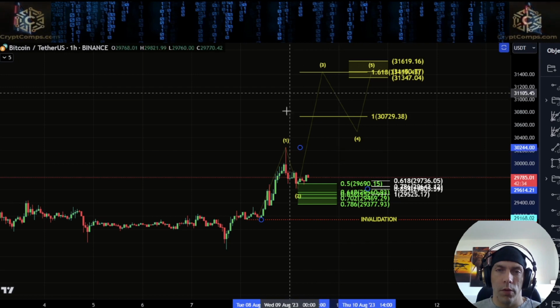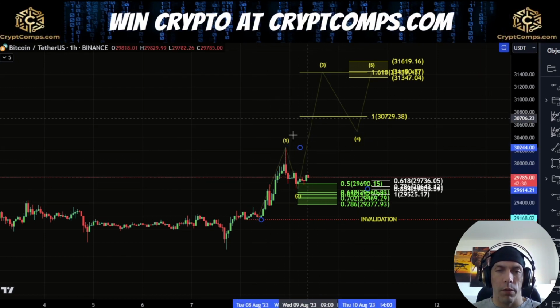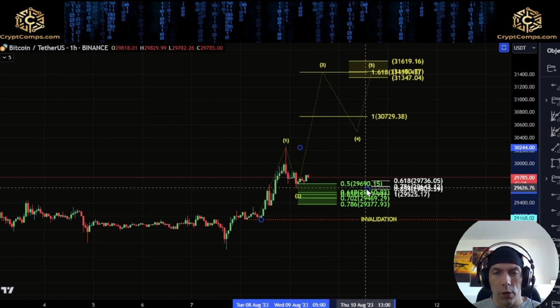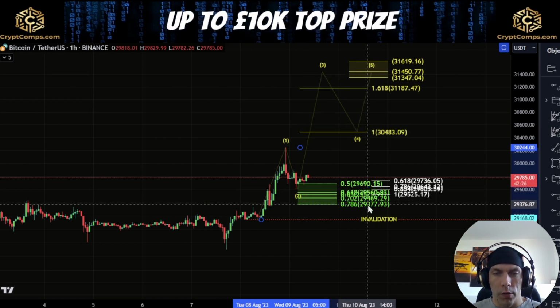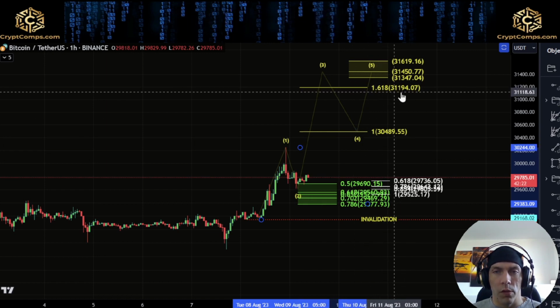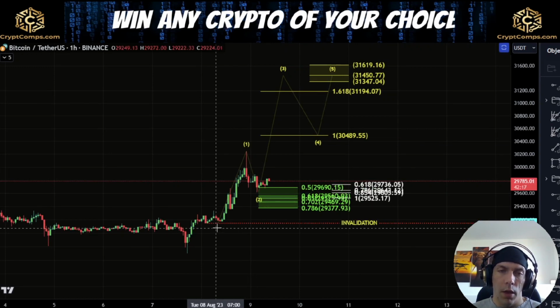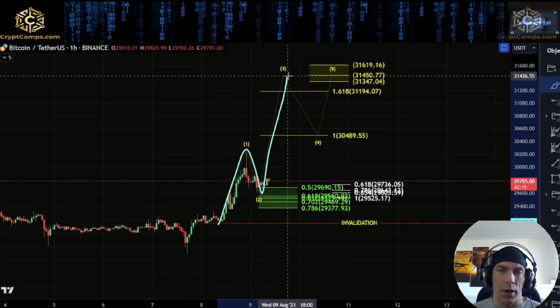If we do not see a move up that high from here, effectively this would tie in more with the idea of that fifth wave. Alternatively, if we do look to come back down towards the 0.786 level, what we would then be looking for would be a move up towards this 31,194.